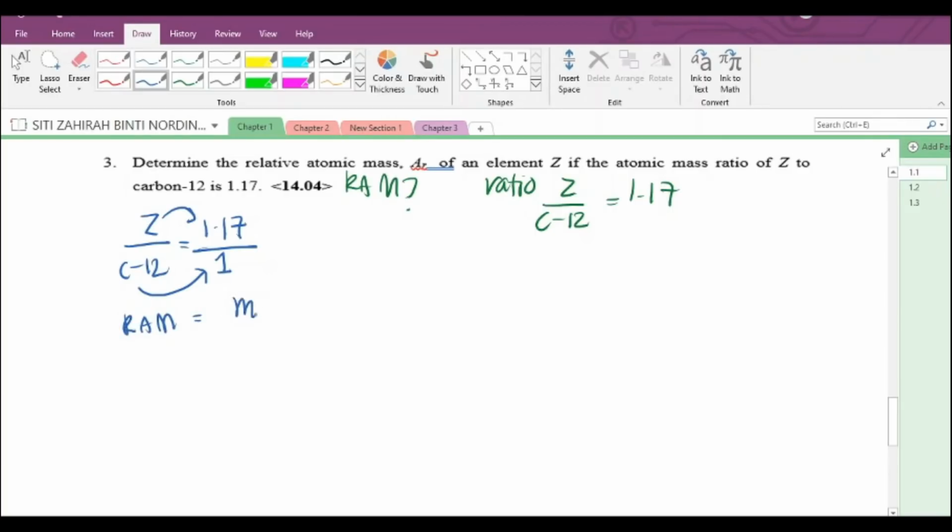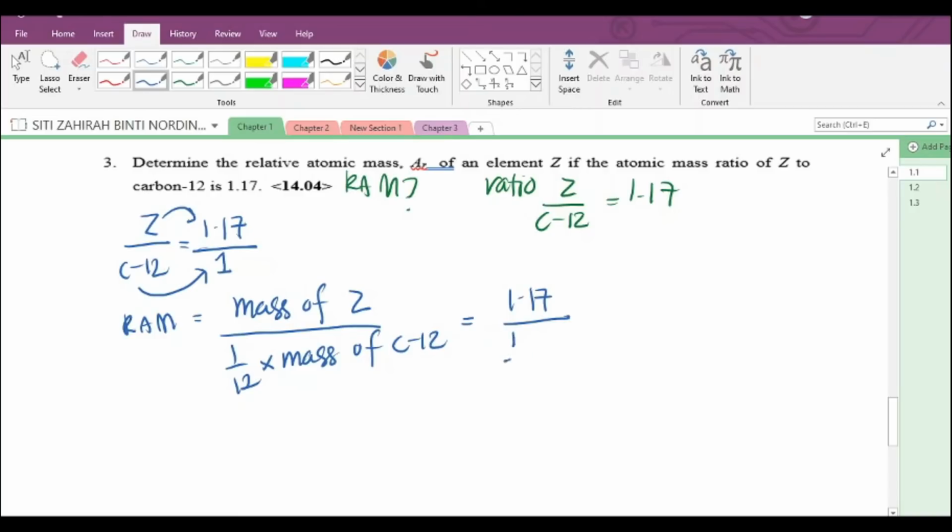So the mass of Z divided by 1 over 12 times the mass of carbon-12, which is equal to, the mass of Z would be 1.17 over 1 over 12 times the mass of carbon-12, again it is 1. So the final answer would be 14.04.